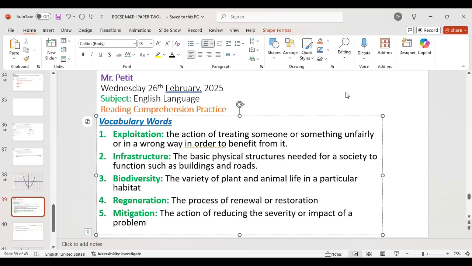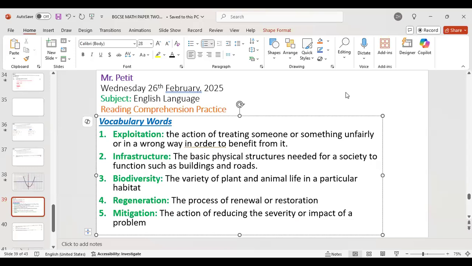Exploitation. Infrastructure. Biodiversity. No, I mean like under definitions. Oh. Exploitation: the action of treating someone or something unfairly or in a wrong way in order to benefit from it.